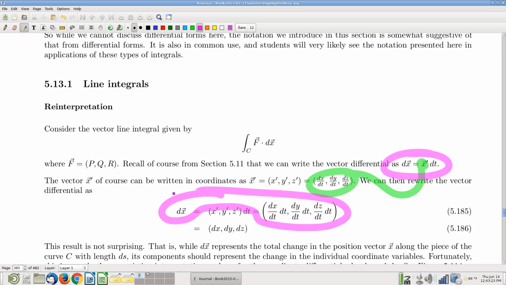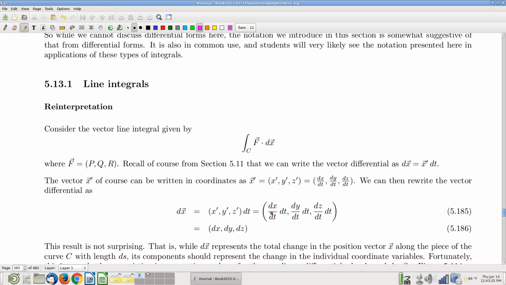Okay, so here's the thing. Now let's look at one of these. Let's look at that first component. I really want to call that dx, the dx scalar. Why do I want to call that dx scalar? Well, come on, look at the dt's. You really want to cancel those dt's, and in fact, that's basically fine.